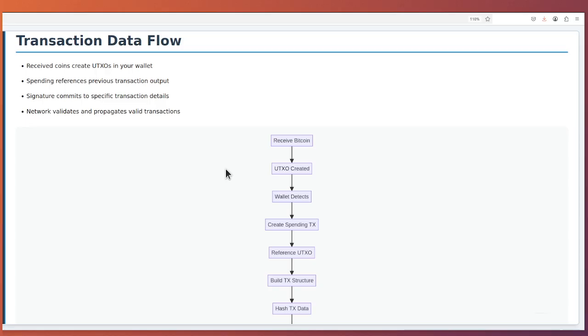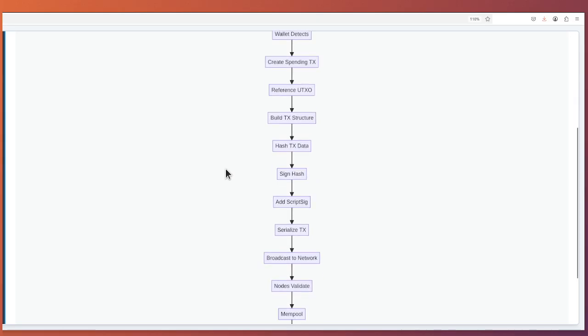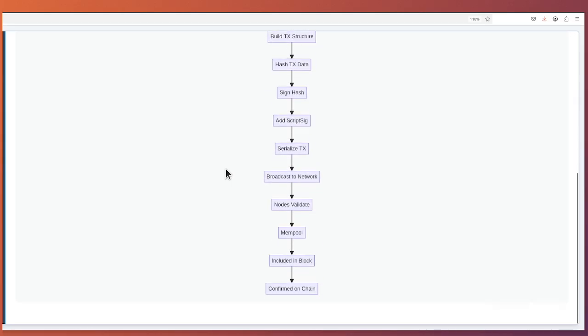The resulting signature and public key are inserted into the ScriptSig field of that input. This process repeats for each input, potentially with different private keys if the inputs came from different addresses. Once fully constructed and signed, the transaction is serialized into a byte stream following Bitcoin's exact serialization format. This includes specific byte orderings, variable length integers for counts, and the precise structure of each field.